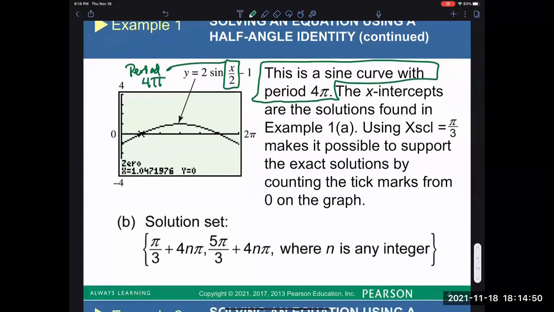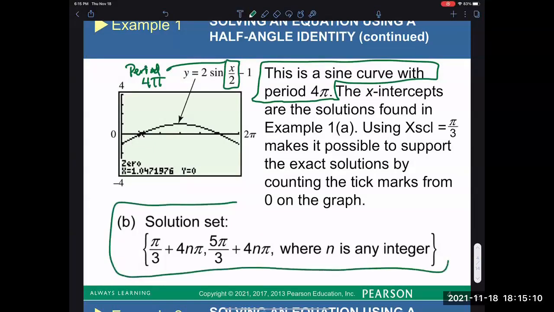And that means if we take our root solutions that we found in part A, which was pi over 3 and 5 pi over 3, then we can produce additional solutions to the equation by changing by the period of sine of pi over 2. And so we get the infinite solution set by simply taking the root solutions and adding multiples of 4 pi. And again, the way we write that is by saying plus 4n pi, where n is any integer.